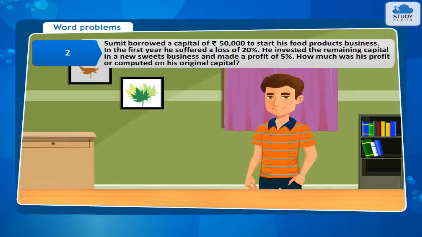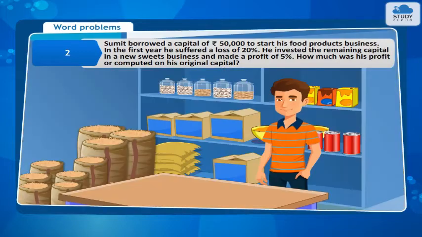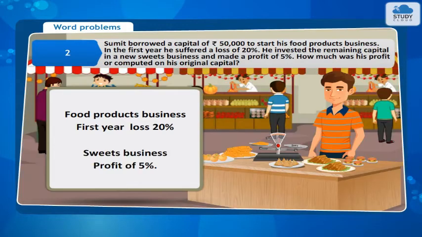2. Sumit borrowed a capital of rupees 50,000 to start his food products business. In the first year, he suffered a loss of 20%. He invested the remaining capital in a new sweets business and made a profit of 5%. How much was his profit or loss computed on his original capital?